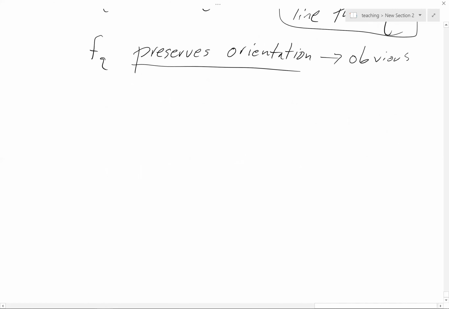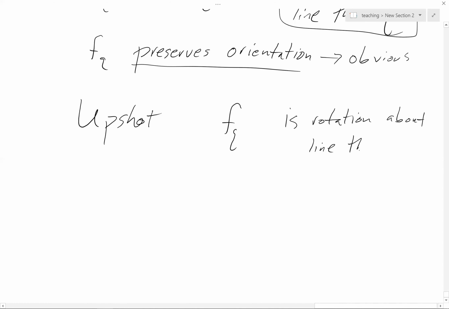So here's the upshot: if I take this FQ, this is rotation about the line through the vector Q. And now, for two reasons, I'm going to stop and do an example. One is in case that was confusing, the example might help. And the other is because it's going to show us how much it rotates.